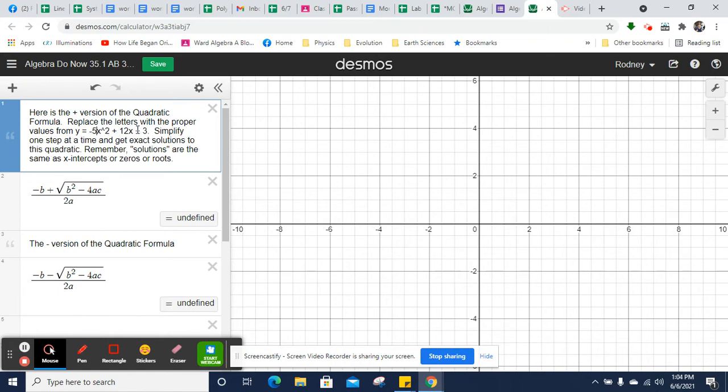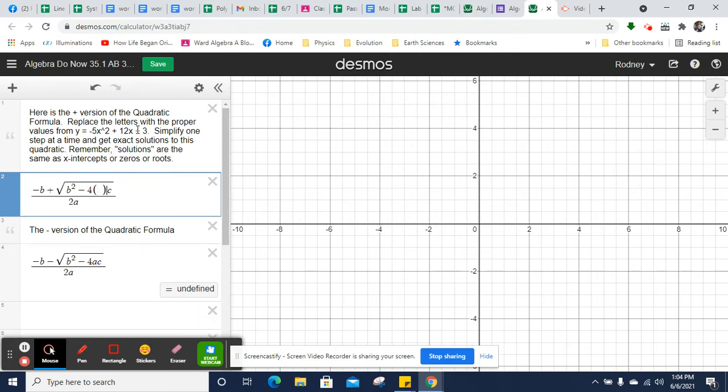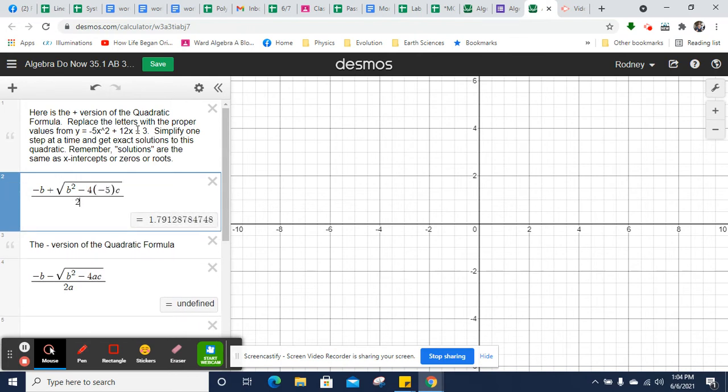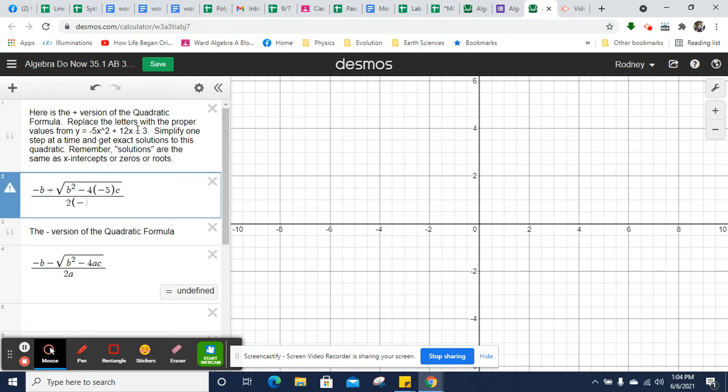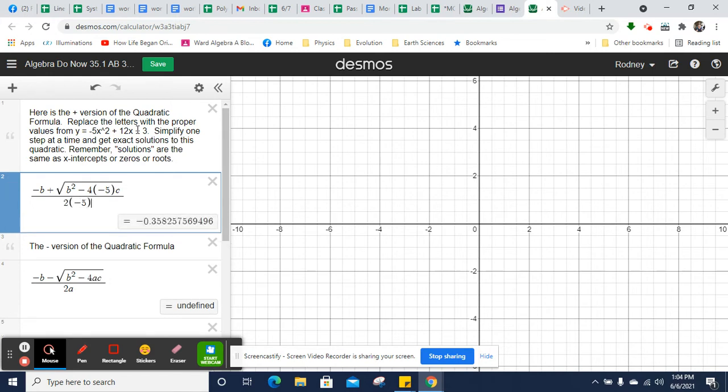And so we know that we're going to use the quadratic formula. So we know A is negative 5 again, just like it was in the equation of the do now, because Earth's gravitational acceleration hasn't changed. B is going to be 12, and C is going to be 3.